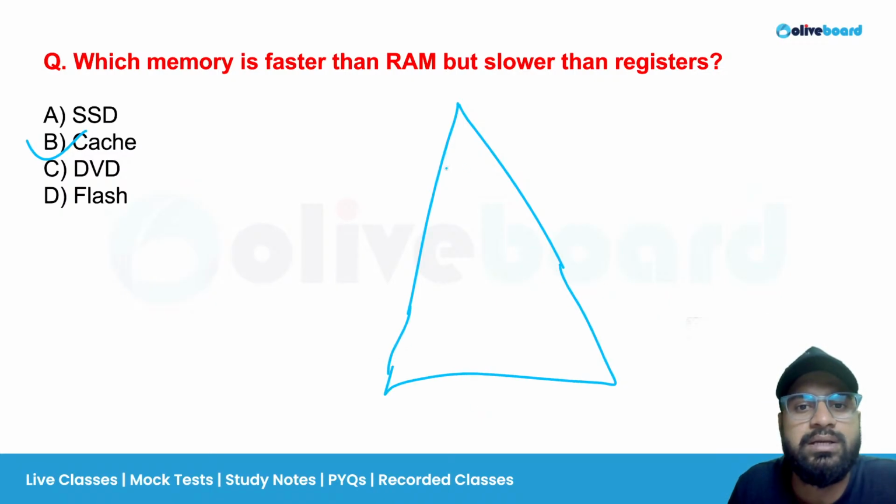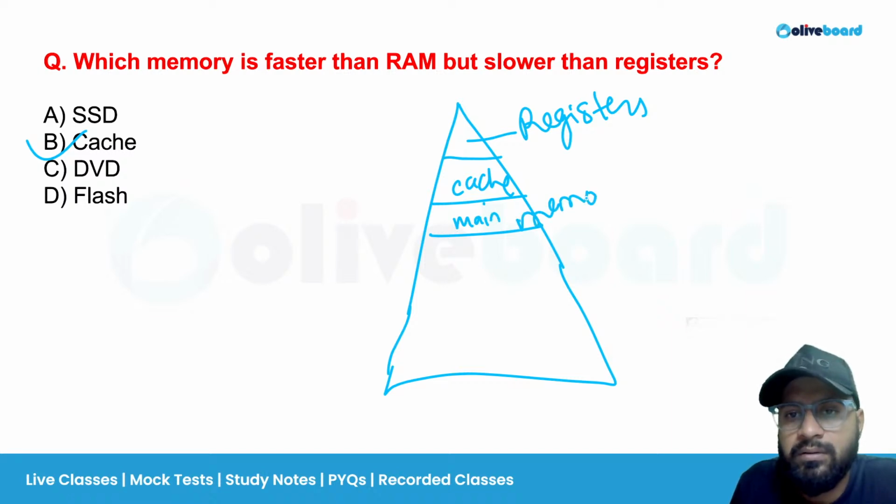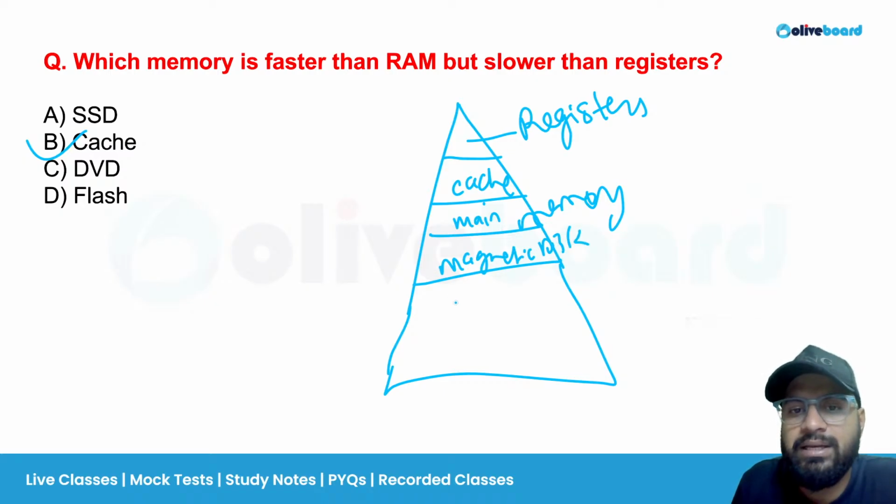For this question, see, first on the top, the registers will be there. On the top means faster. What is the meaning of that? The one on the top will have a faster access time compared to all of these. Then second, it will have cache. Third, it will have main memory, means RAM. Then fourth, it will have magnetic disk. Then here, optical disk.